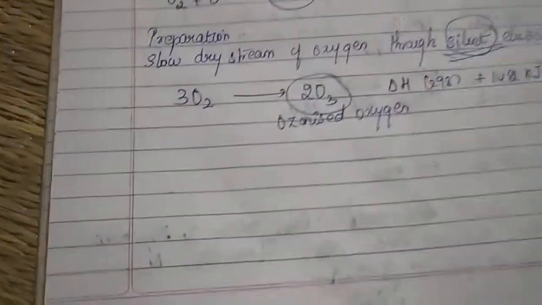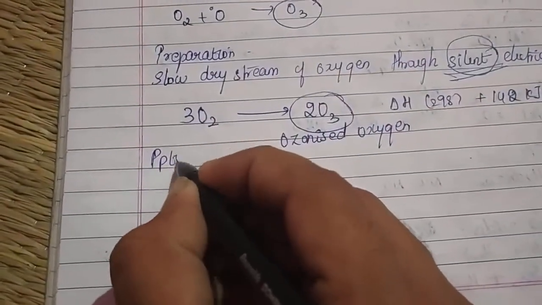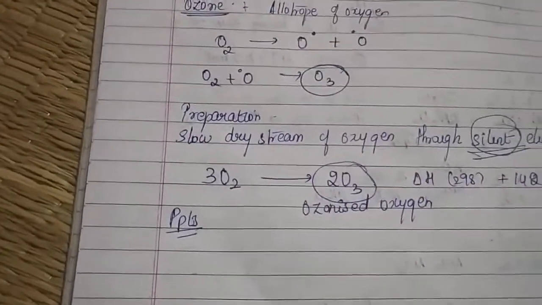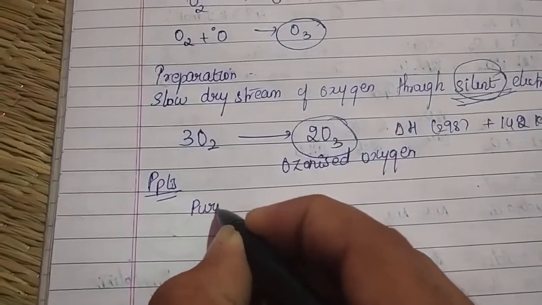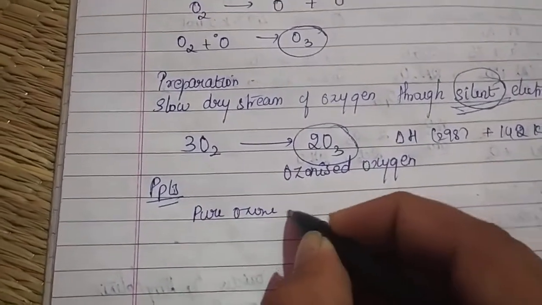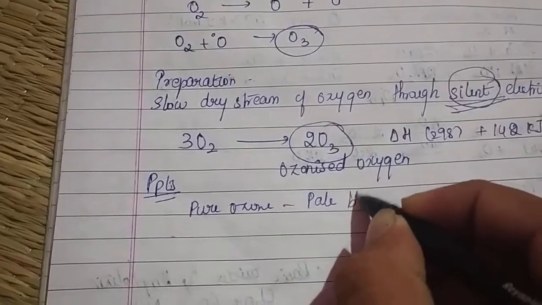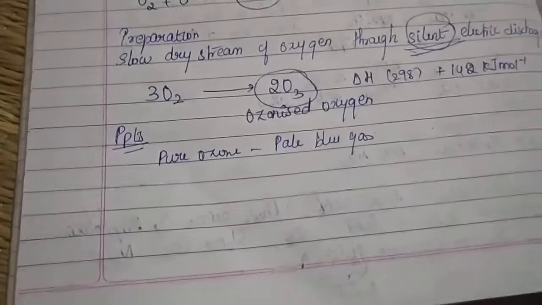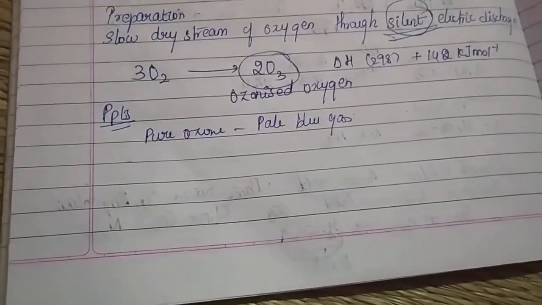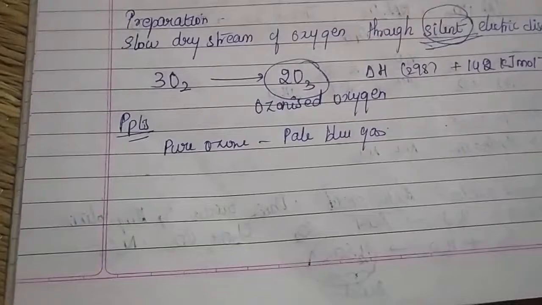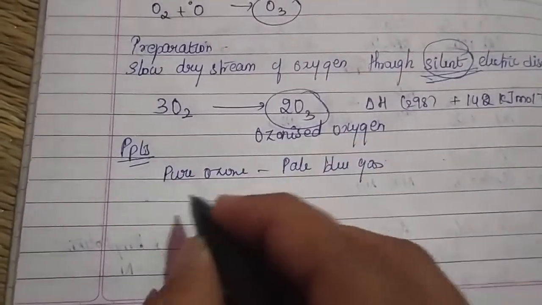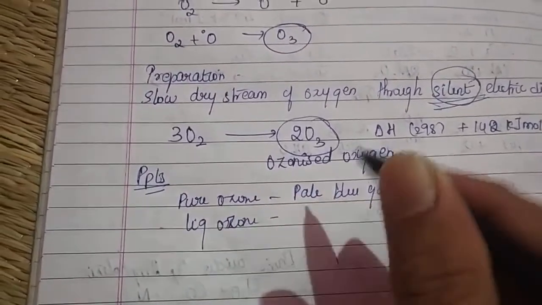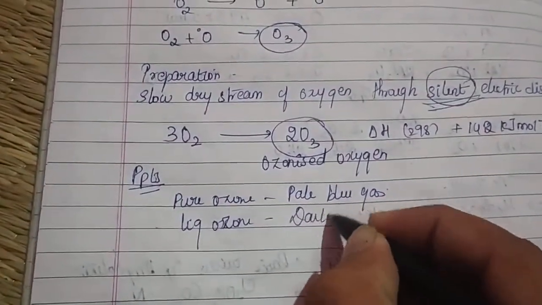Okay, coming to the properties, what are the important properties of your ozone? First of all we'll go with its appearance. Remember, whenever we talk about pure ozone, it is a pale blue gas. You just see, dioxygen was colorless, whereas ozone has a characteristic color of pale blue gas. In case you liquefy this ozone, it will have a dark blue color. Liquefied ozone will be a dark blue liquid.